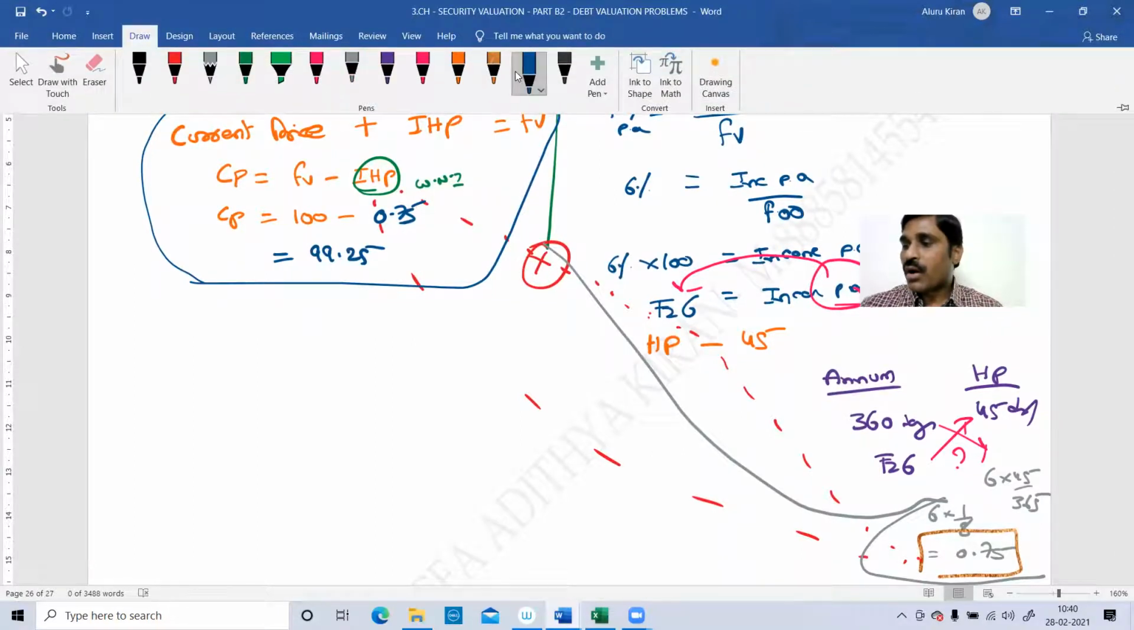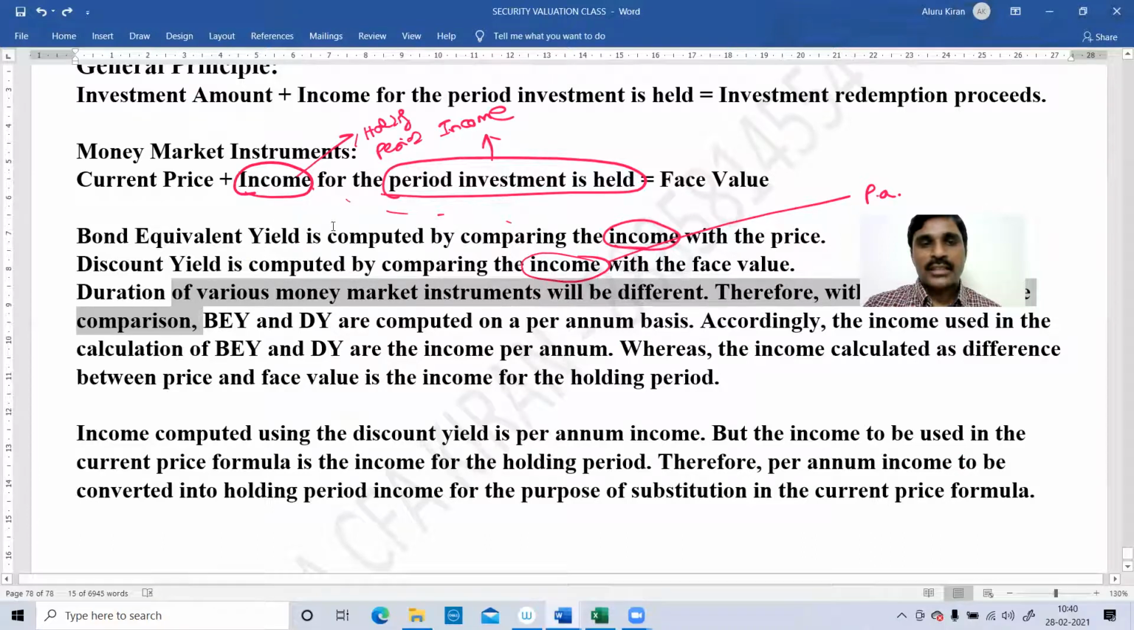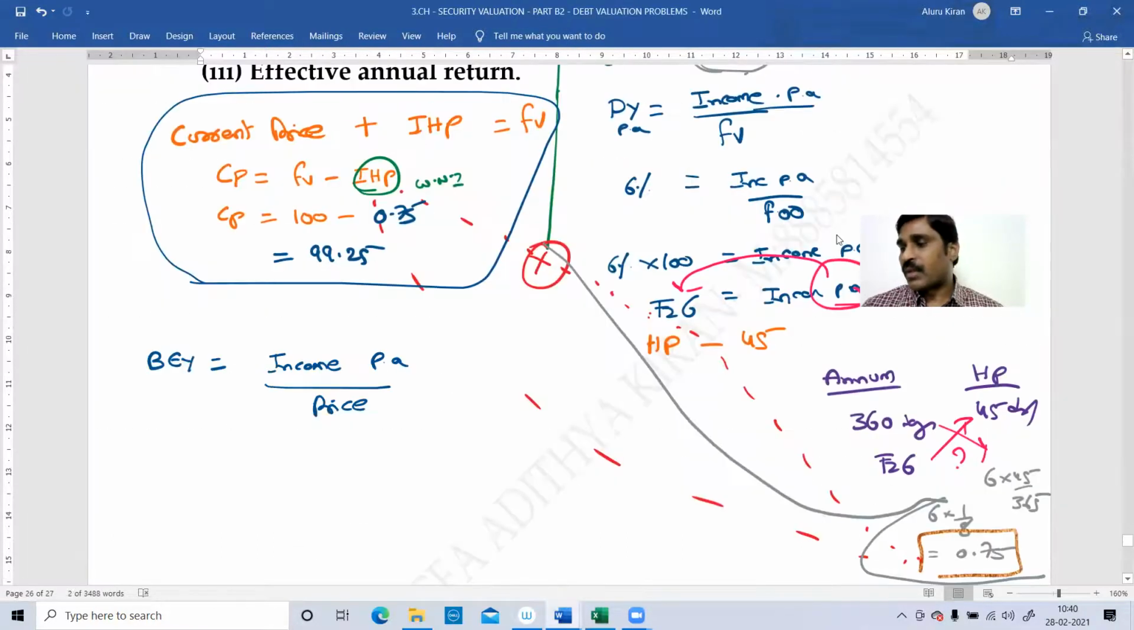So therefore, bond equivalent yield is equal to the same income per annum divided by, rather than face value, we'll take the price. That's it. Bond equivalent yield is computed by comparing the income with the price. So bond equivalent yield is equal to income per annum.